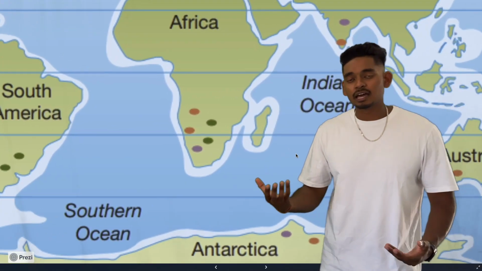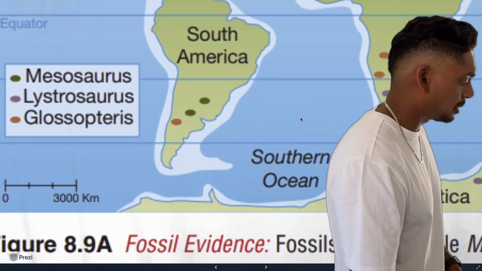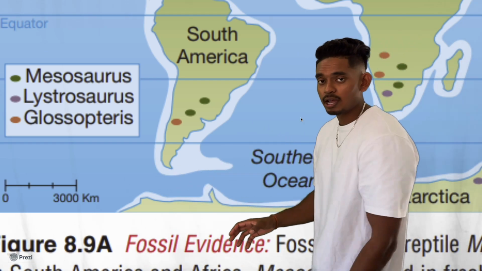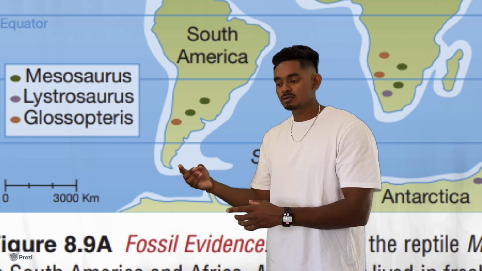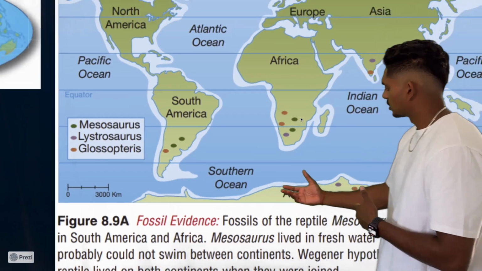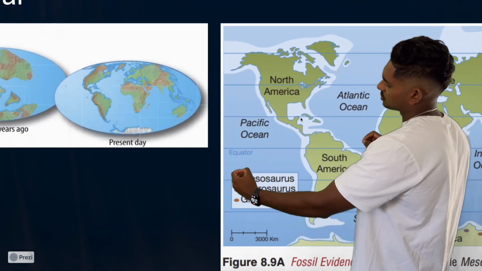Now, how can that happen? Because these dinosaurs ain't swimming. The only way this is possible is if we go back here to Pangea and we see that South America used to be connected to Africa. There used to be no water between them. So that way the dinosaurs were moving between the two and they may have died on both sides. Moving on to today, you see in South America and Africa, they're very far away. Therefore, the fossils are far away.